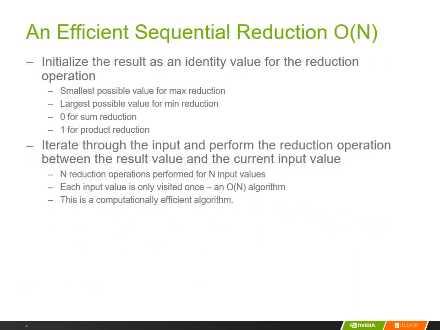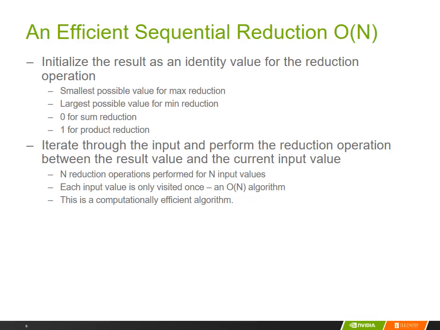Before we look at parallel reduction operations, we need to first look at a sequential reduction algorithm. Here we look at an efficient sequential reduction algorithm that has an algorithm complexity of order n. For this sequential algorithm, we first initialize the result as an identity value for the reduction operation. If we're using the max reduction, we will use the smallest possible value in the system, and mathematically that will be negative infinity. And the largest possible value for the min reduction, and a 0 for a sum reduction, and 1 for a product reduction.